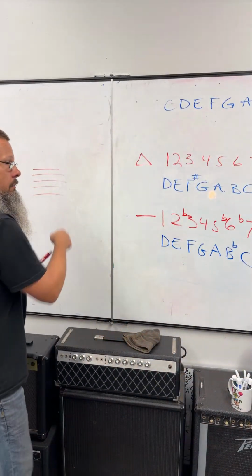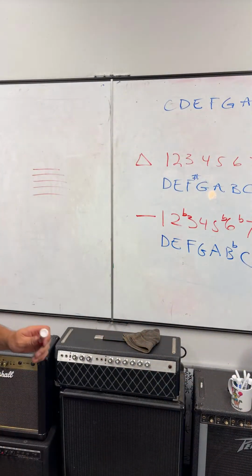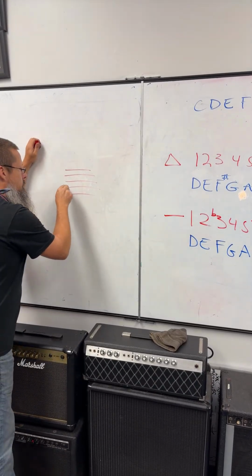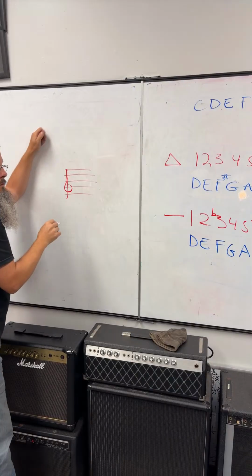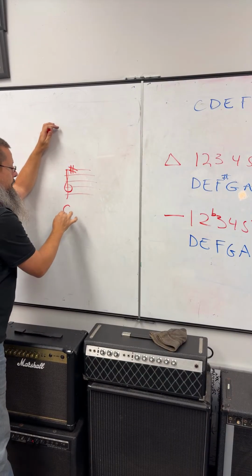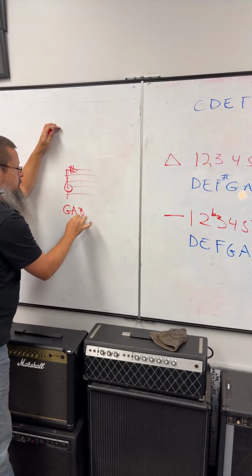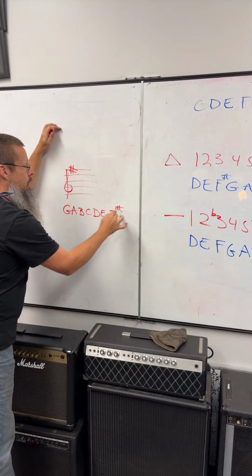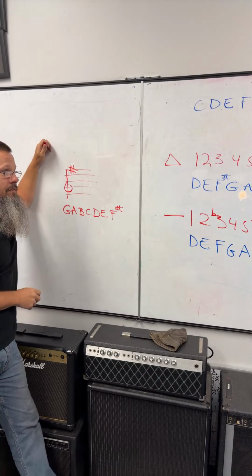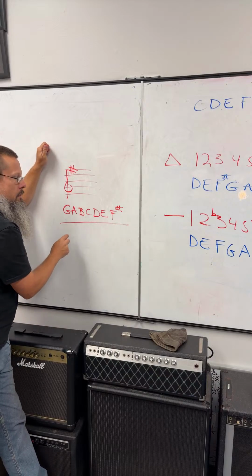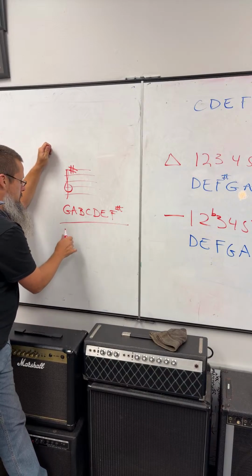Have you done what I've done right here? What I'm about to do right here? Name a key, any key. G. Okay. How many sharps and flats are there in the key of G? 1 sharp. What is that sharp? F sharp. Spell Dorian in the key of G.